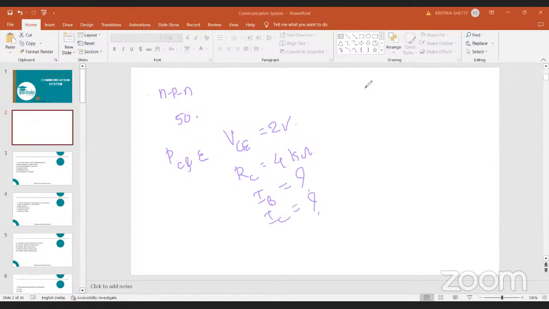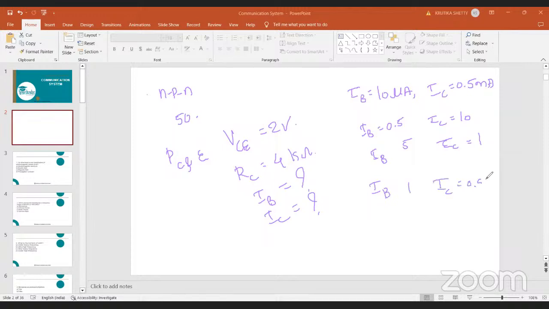So options I will write here. The options are: IB is equal to 10 microampere and IC is equal to 0.5 milliampere. And here it is IB is equal to 0.5 microampere, IC is equal to 10 milliampere. Then IB is 5, IC is 1; IB is 1 and IC is 0.5. So I'll repeat the question.